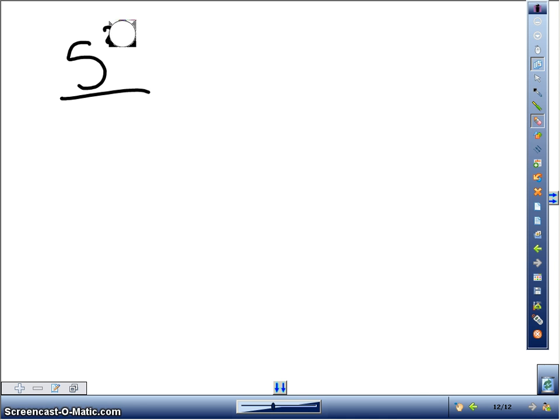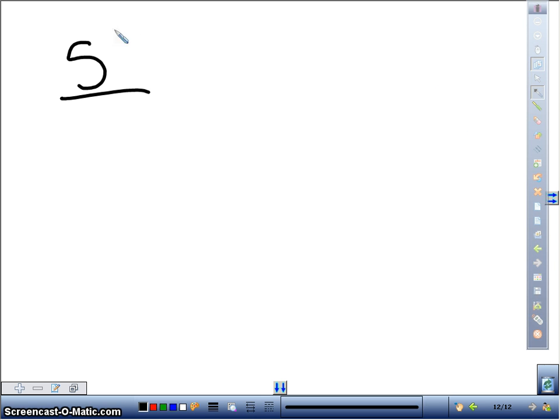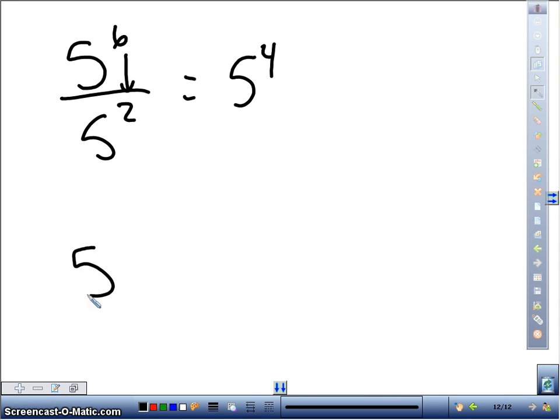The other two that we had were division. So something like, let's make that a bigger number on top. Something like this. And when we had division, you know, we just subtract. And we also had something like this where we raise to a power. And in this case, we multiply. So that would be 5 to the 6th.